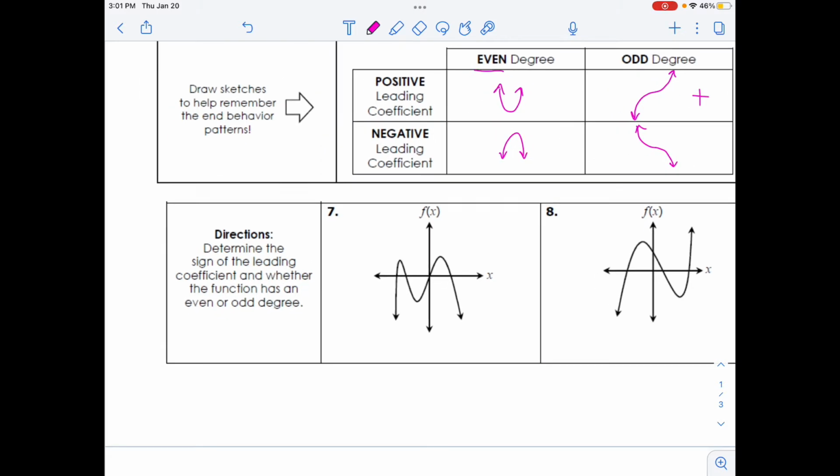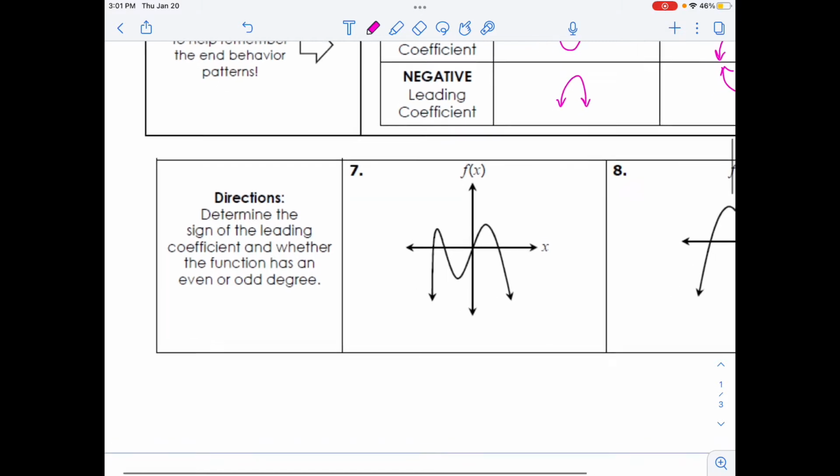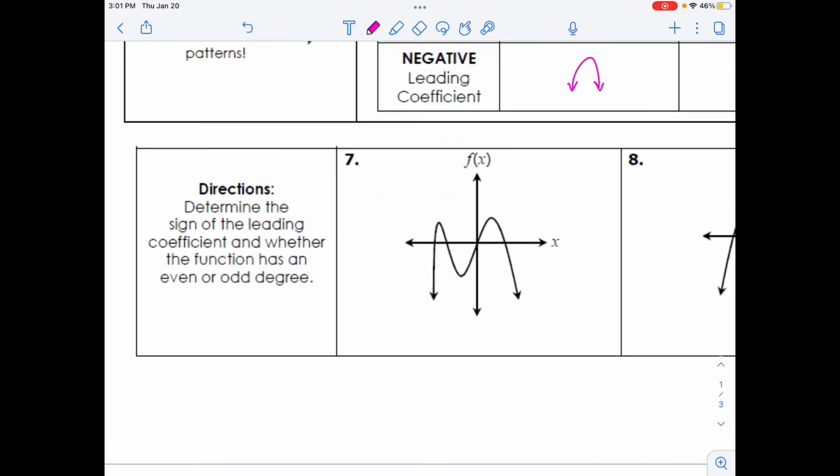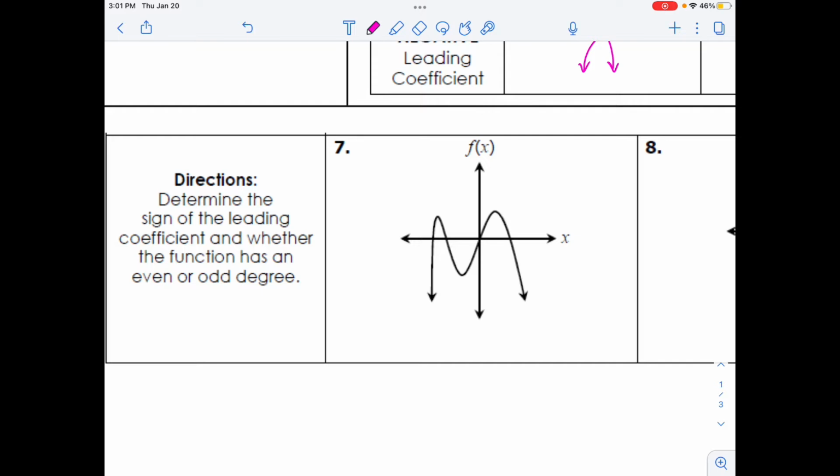In 7 and 8, they ask you to determine the sign of the leading coefficient and whether it's even or odd. My first thought is, in 7, they are both facing the same direction, right? Because they're facing the same direction, this must be an even function. Again, I don't know what it is. It could be x squared, x cubed, or not x cubed, x to the 4th, x to the 6th, something like that.